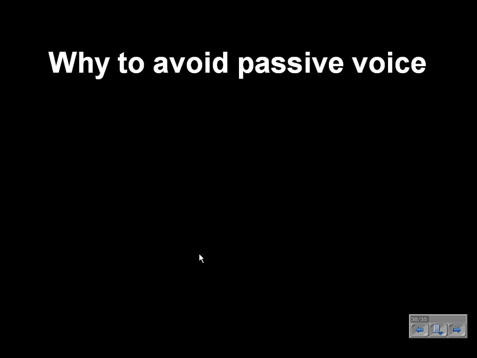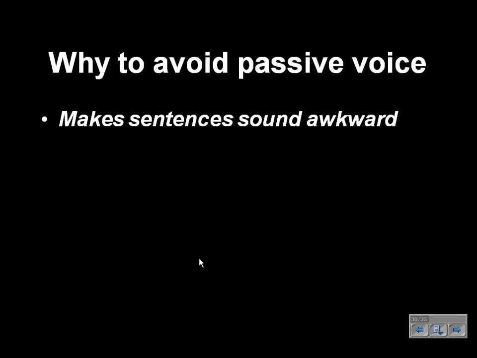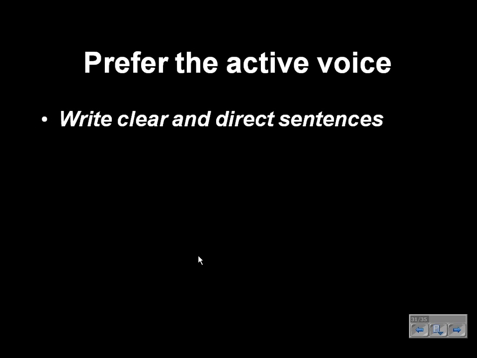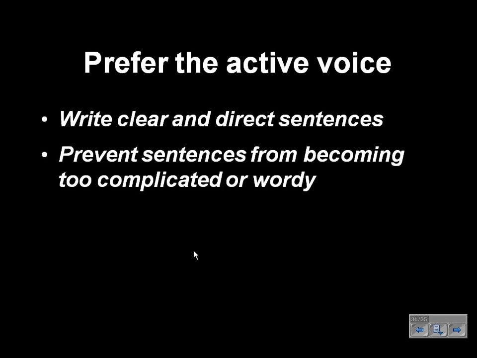Why avoid passive voice? It makes sentences sound awkward. A lot of times you're using more words than if you just use active voice. And it can be convoluted. It causes prose to seem dull and uninteresting. Prefer the active voice. It causes you to write clear and direct sentences, and prevents sentences from becoming too complicated or wordy. I think we eliminated two or three words from that Michigan and Alabama sentence by going active.